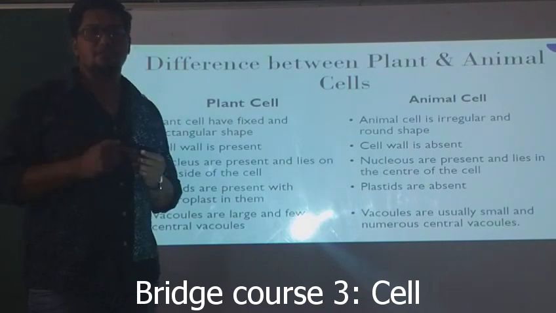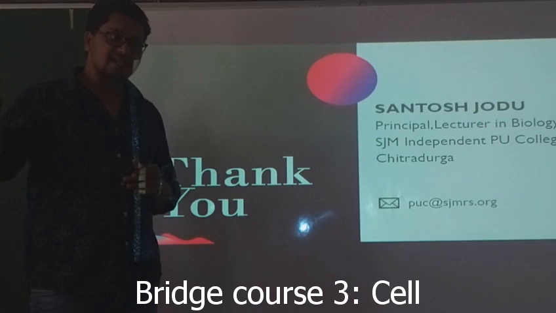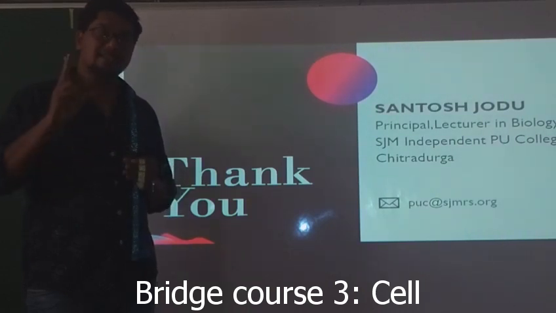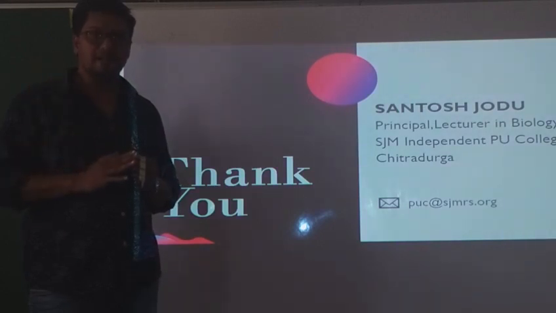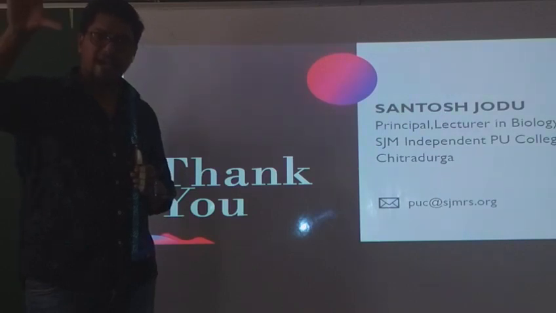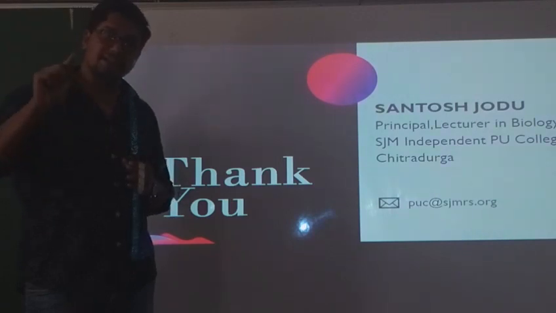Basically, what are the two types of cells? Prokaryotic cell and eukaryotic cell. Example for prokaryotic cell is bacterial cell. Example for eukaryotic cell is plant cell and animal cell. Then we have studied the structure of bacterial cell as an example for prokaryotic cell. For eukaryotic cell, we have studied the structure of plant cell and animal cell.